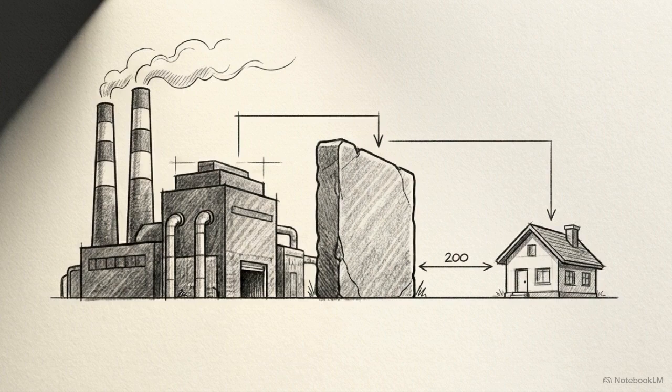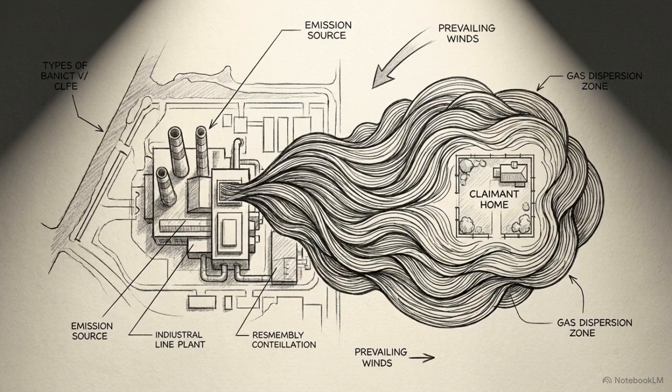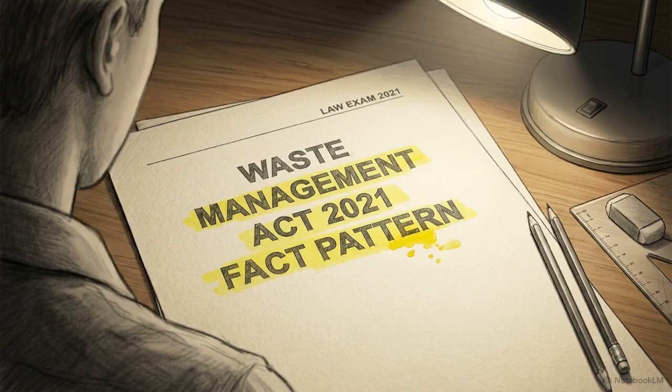Under the fictitious Waste Management Act 2021, a local commission approves the construction of a heavy industrial incinerator exactly 200 meters from Rihanna's front door. The site guarantees emissions will drift directly over her property, posing a severe threat to her respiratory health and rendering her home largely uninhabitable. Rihanna's rights are clearly engaged.